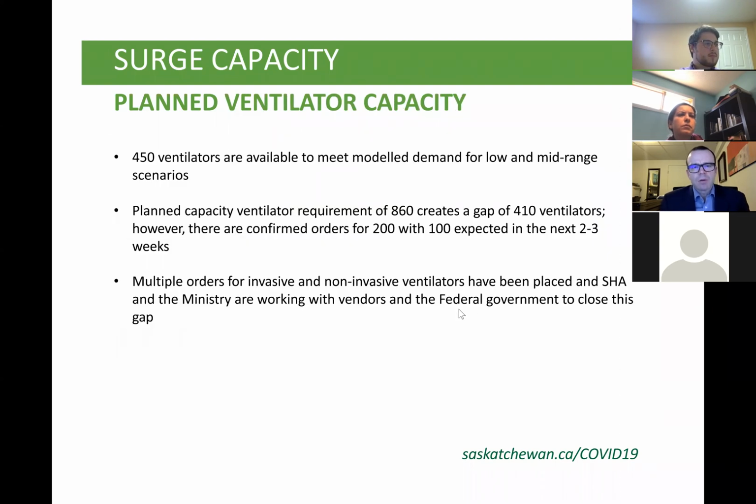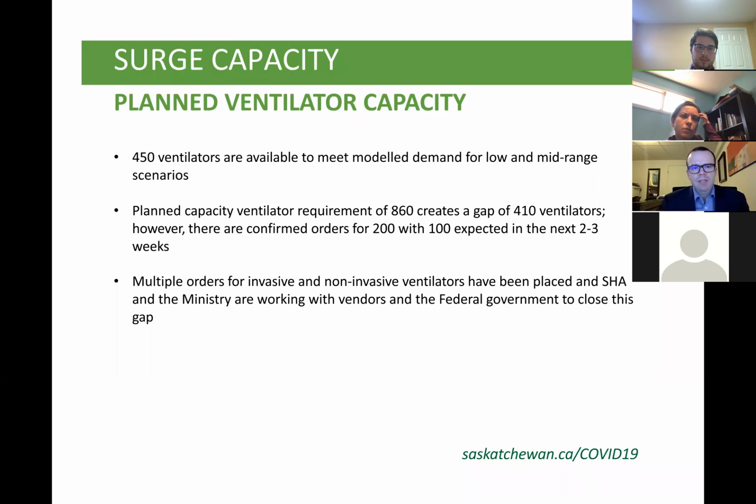Ventilators are an important part of this based on what we see of the COVID-19 disease in other jurisdictions. We currently have across the system 450 ventilators to meet the modeled demand, what we see at the low end and up to the mid-range scenario. Our planned capacity range is actually higher than that. It's between the mid-range and the high-range scenario. And so we do have a gap of about 410 ventilators, because this targeted plan capacity is 860.